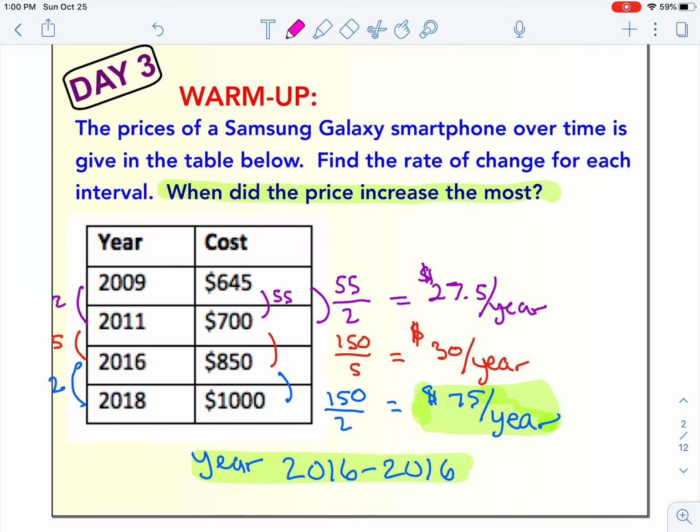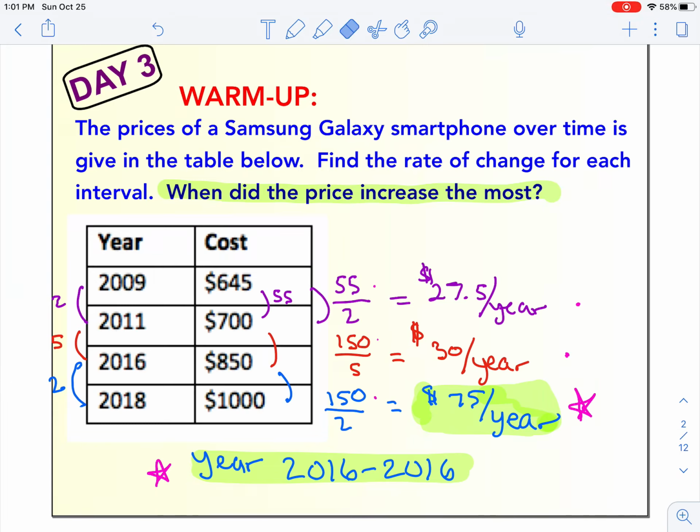So here should be the answers for each time period. Okay, you have these changes, but over different time periods. So when you factor in the time period that the change was occurring, this is the time interval when the price increased the most, and that was from 2016 to 2017.